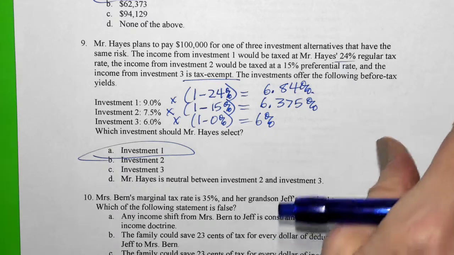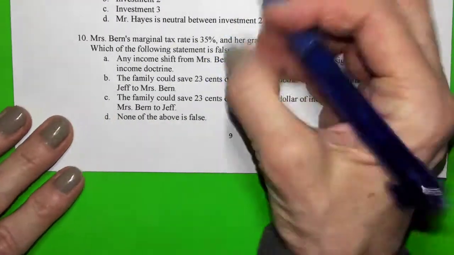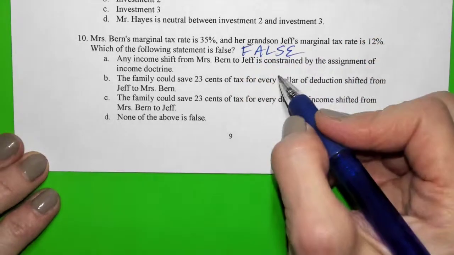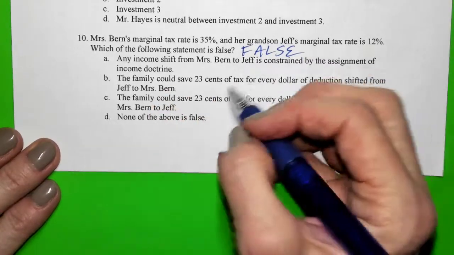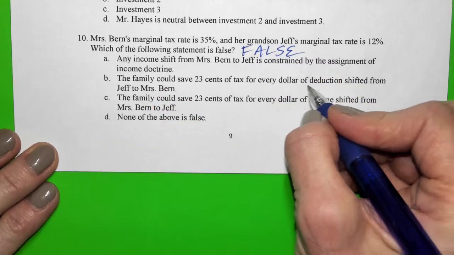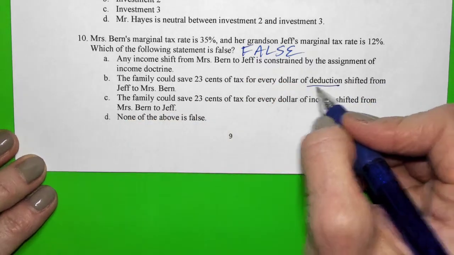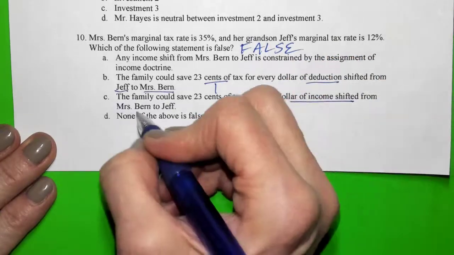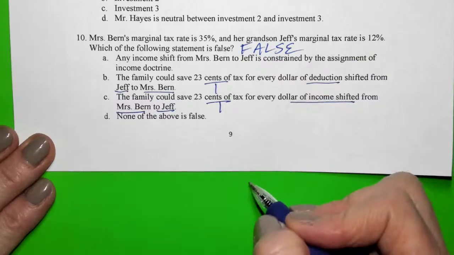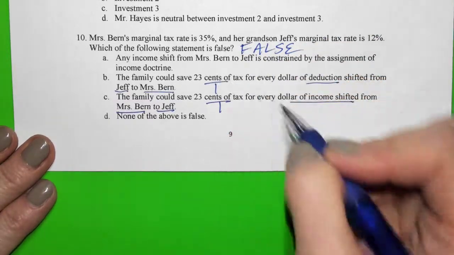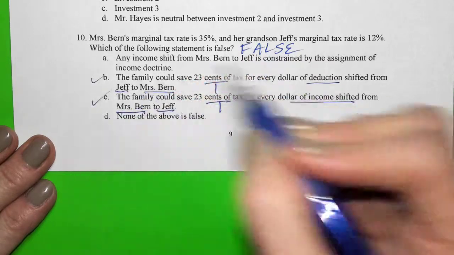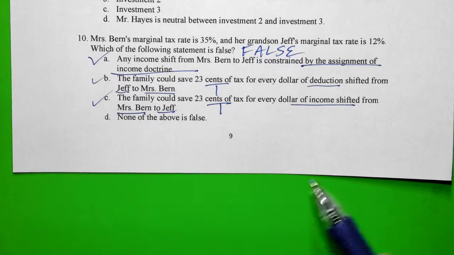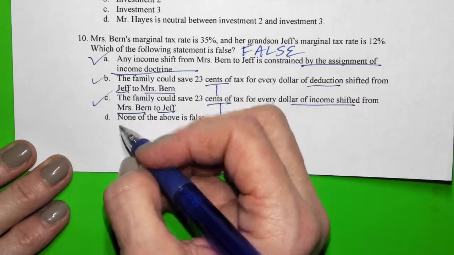Okay, and then finally, this last question, remember it's asking what's false. And okay, I want to shift deductions from the low tax to the high tax, so that's true. I want to shift income from high tax to low tax, that's true. And any transaction that accomplishes B or C also needs to not fail the assignment of income doctrine. So the answer is D, none of the above.